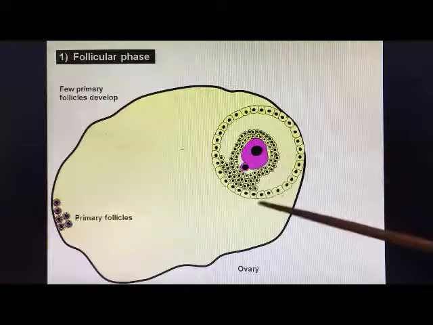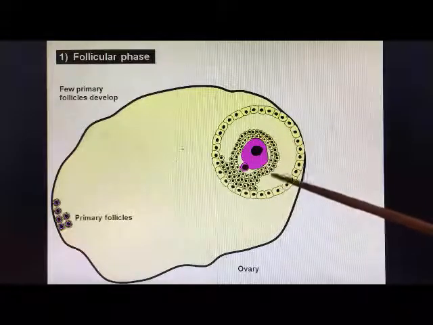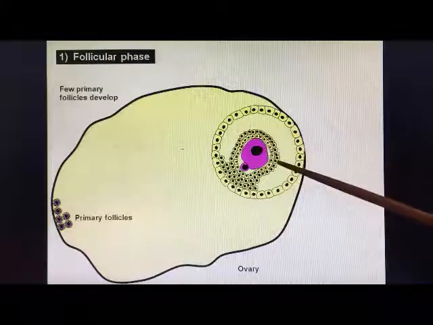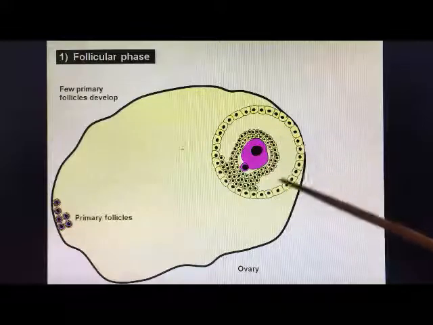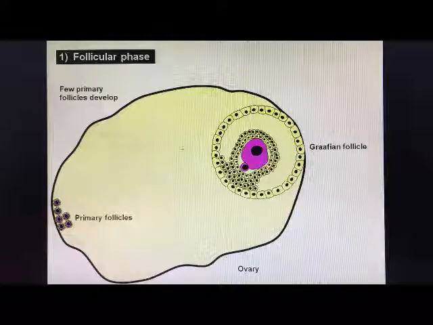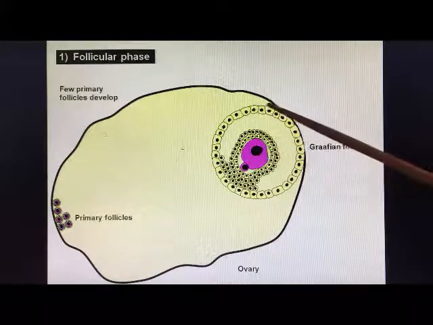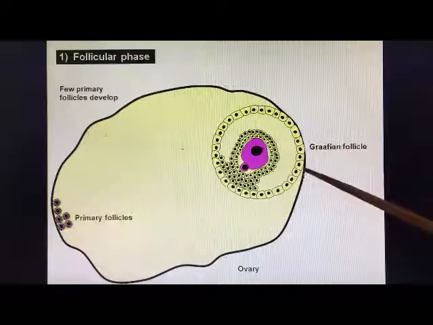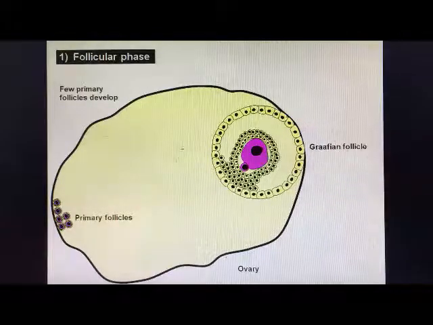When the follicle becomes mature, it forms a fluid-filled cavity. We call it the antrum. And the whole follicle is now called the Graafian follicle. It grows very large, causing the surface of the ovary to bulge.